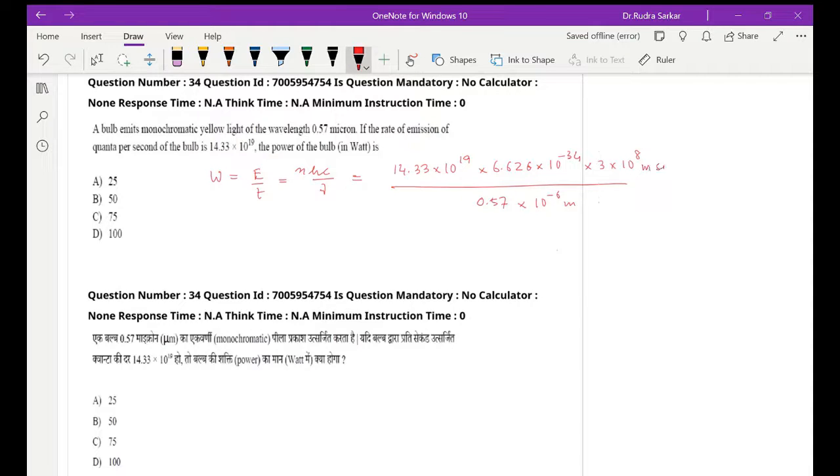This is meter per second, and this is joule second. Alright, and if we calculate, we get the answer to be 49.97 watts, and we can say this is equivalent to 50 watts.